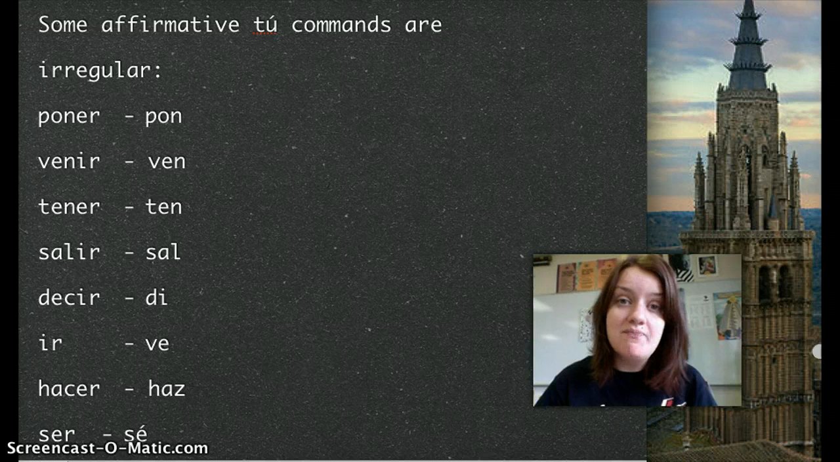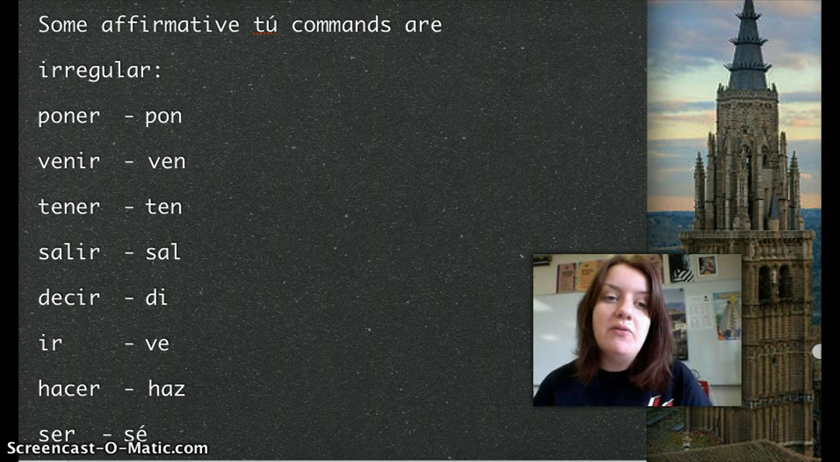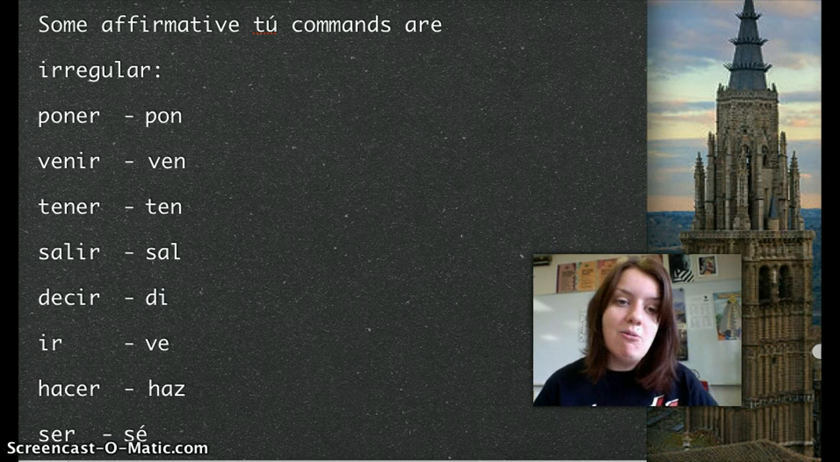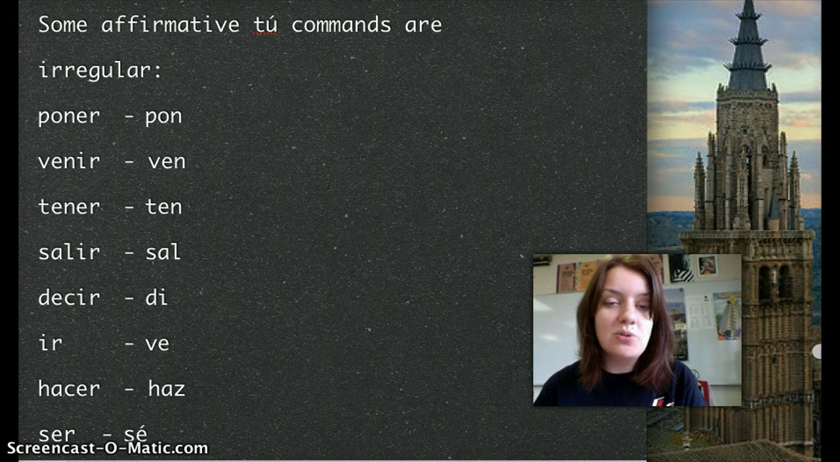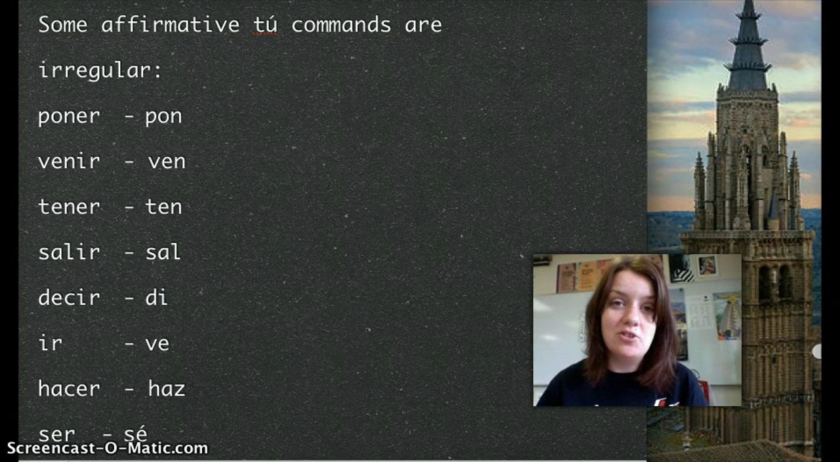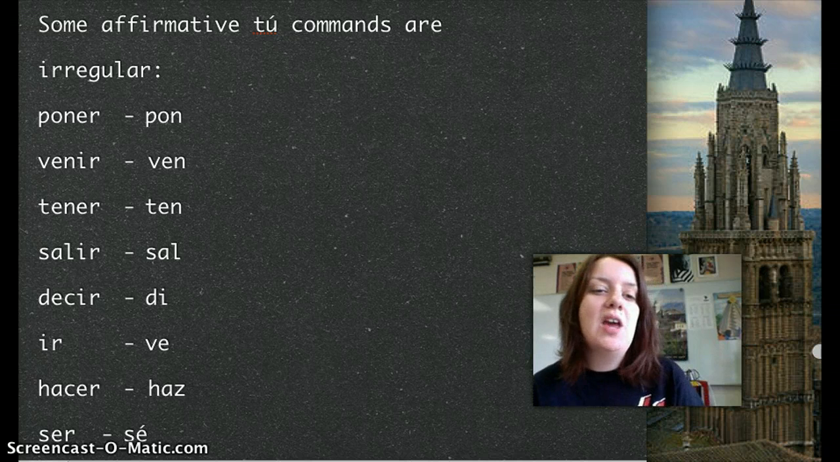You have some irregulars, so make sure you know these. These are the 8 that you need to know. Poner, to put, shortens to pon. Venir, to come, shortens to ven. Tener, to have, shortens to ten. Salir, to leave or to go out, shortens to sal. Decir, to say or to tell, shortens to di. Ir, to go, shortens to ve. And hacer, to do or to make, shortens to haz. Notice that the c changes to a z in addition to it shortening down. And ser, to be, shortens to sé. So, sé bueno, be good, for example.